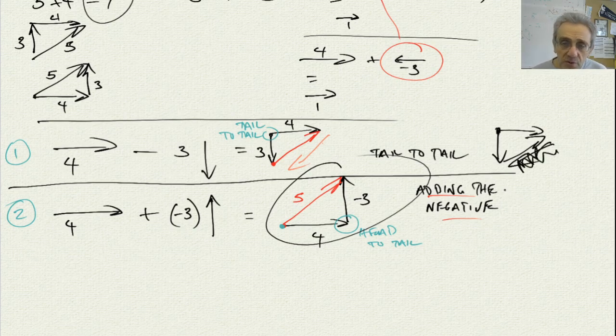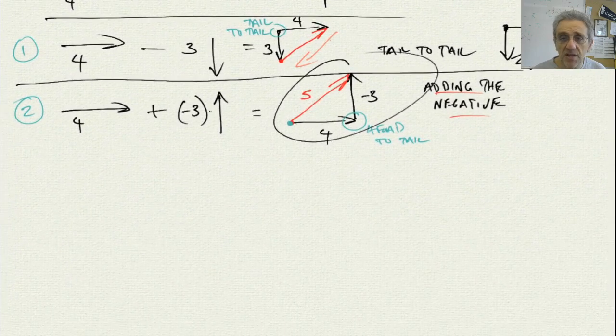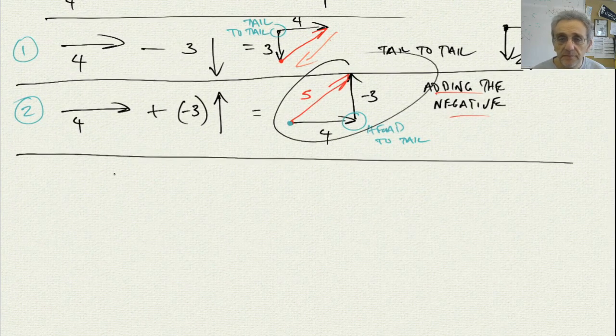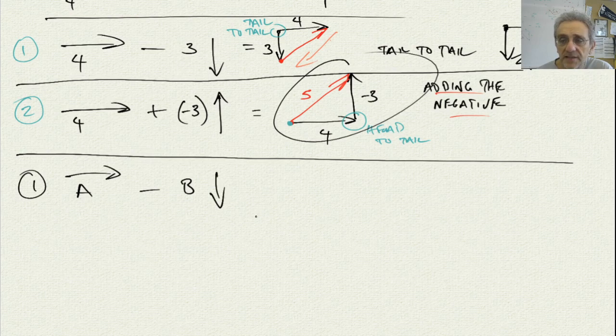But is there a way to do it only looking at number 1? And the way I'm going to show you this is I'm going to change the, so going back to method number 1, instead of going 4 and 3, let's call it A minus B. And again, we'll make it like this. Now this is going to be A is here and B, oops, let me put it like this here.